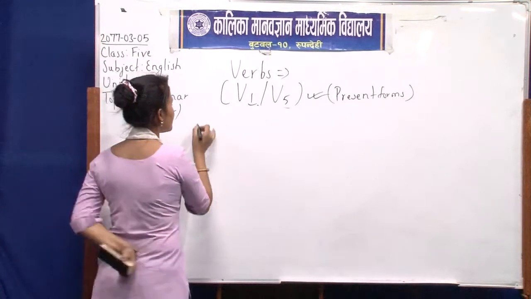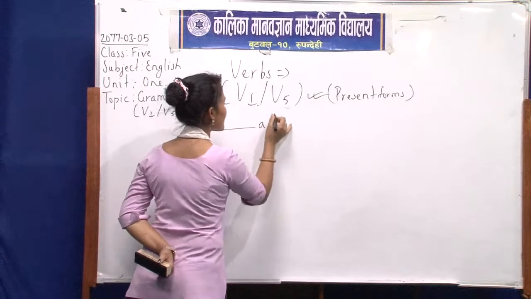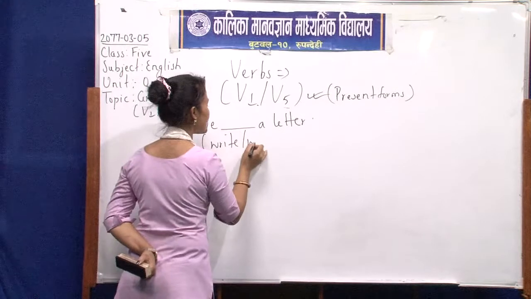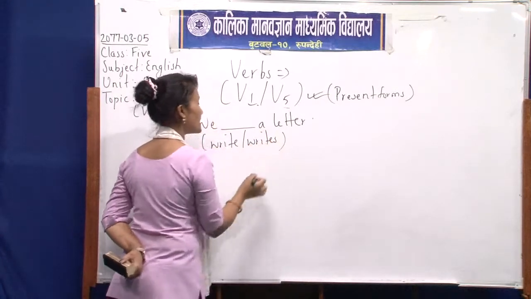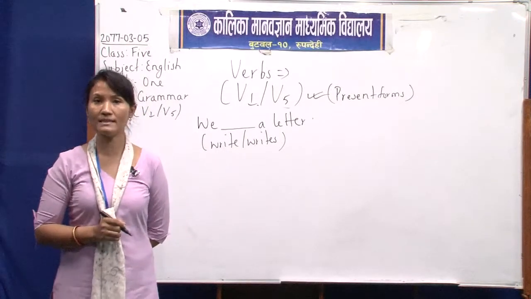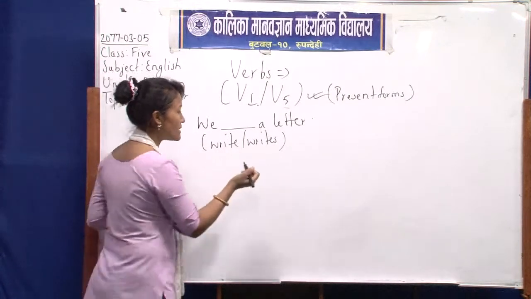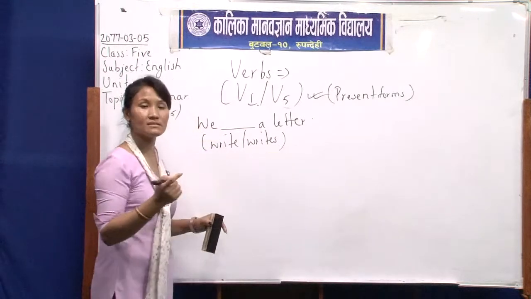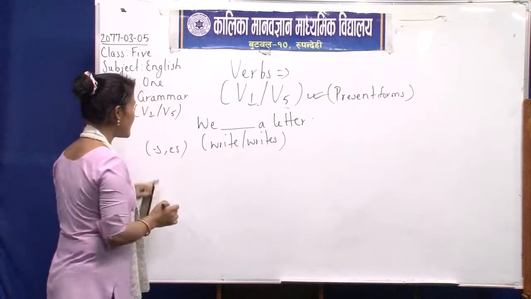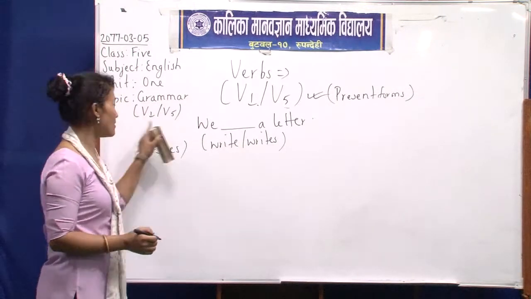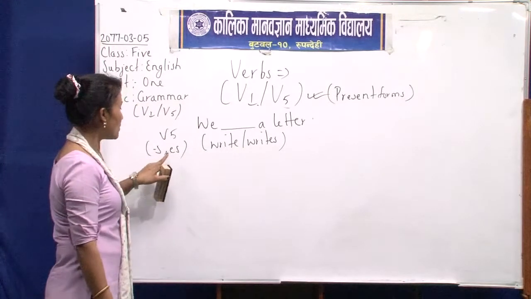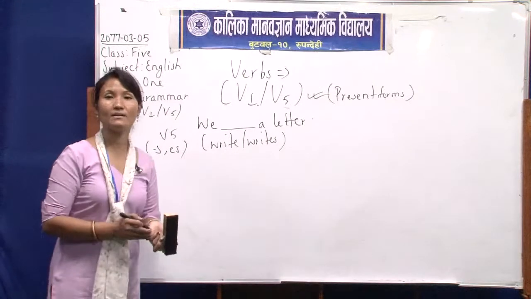Like, for example, we later write, writes. And if you are having any difficulty in identifying which one is verb 1 and verb 5, you can just look here. If there is S or ES at last, then such type of verbs are verb 5.